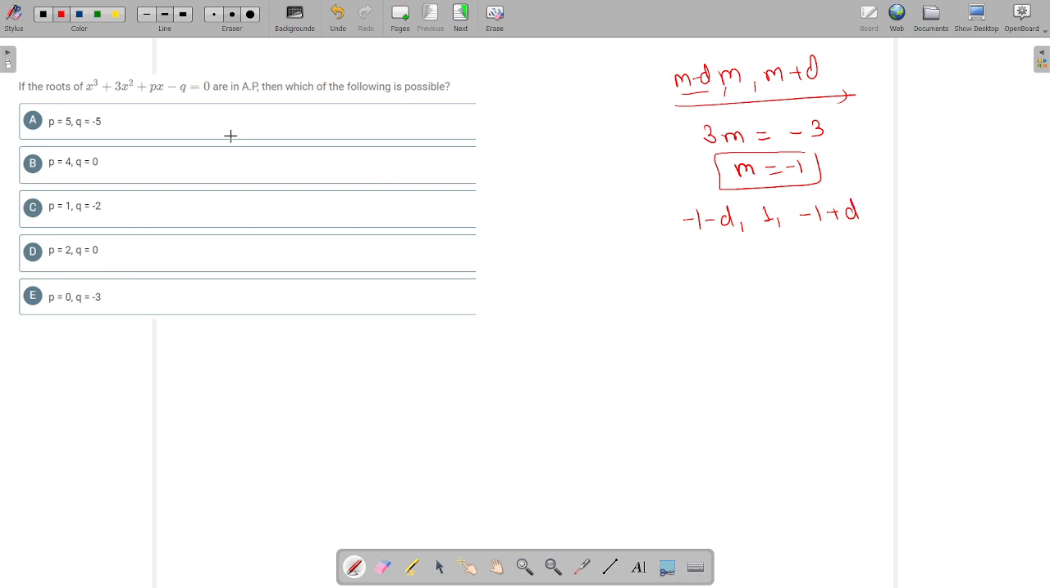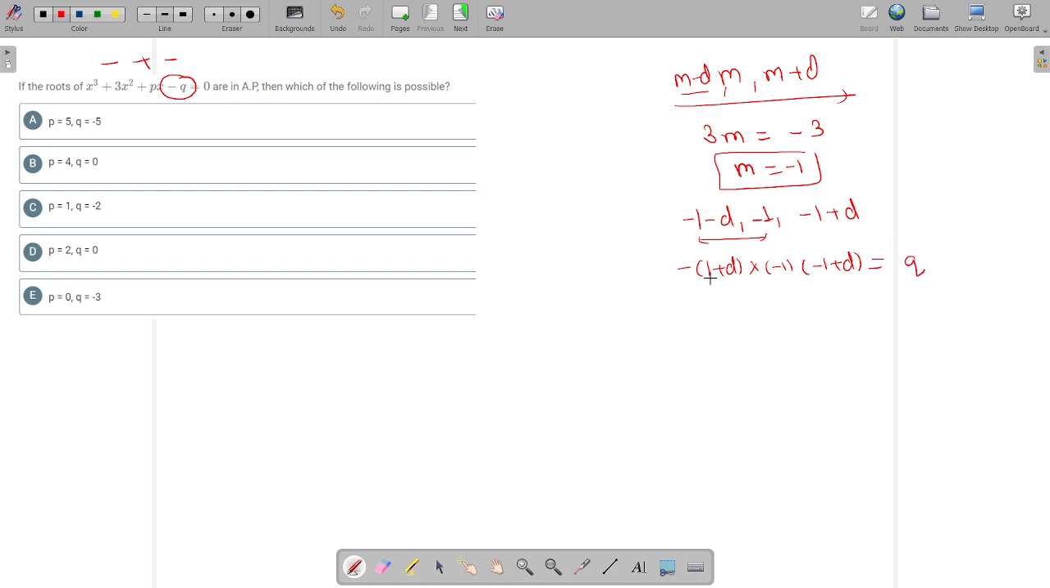Now we know that the product of the roots is nothing but the negative of the coefficient of the constant term upon the coefficient of x cube. Product means basically we will multiply all. So if we multiply, this is equal to what? Negative of the coefficient of this. How have I written negative? Minus plus minus, it moves in alternate fashion. So negative of negative q, that's nothing but q.